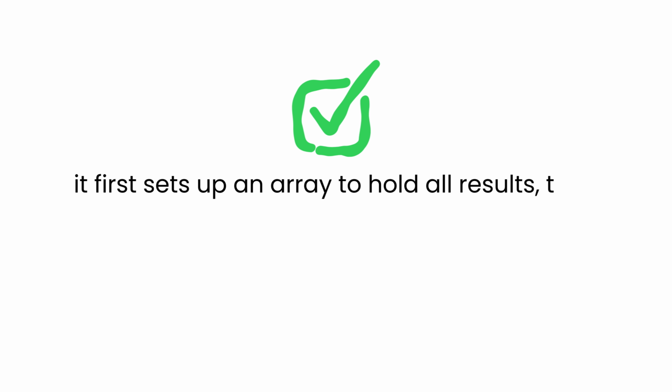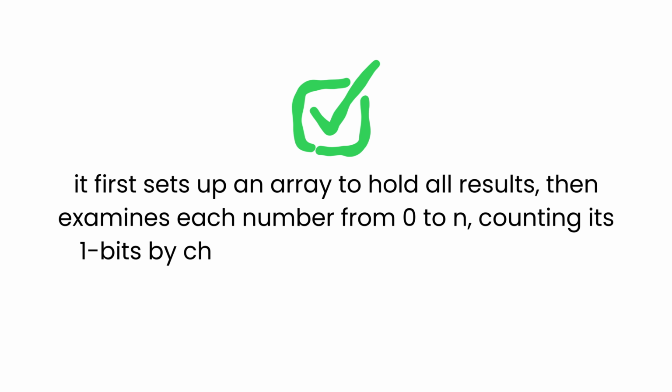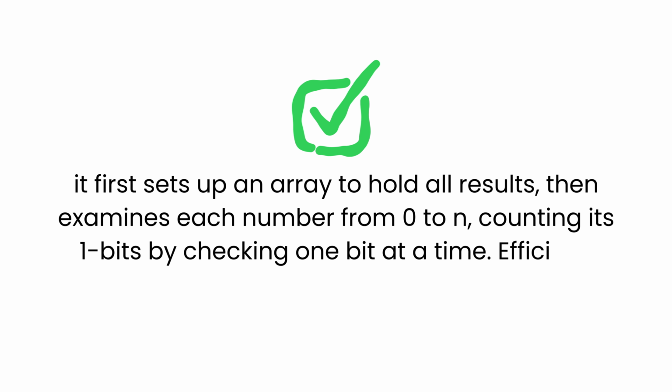And that's how this algorithm works. It first sets up an array to hold all results, then examines each number from 0 to n, counting its 1 bits by checking 1 bit at a time. Efficient, simple, and elegant.